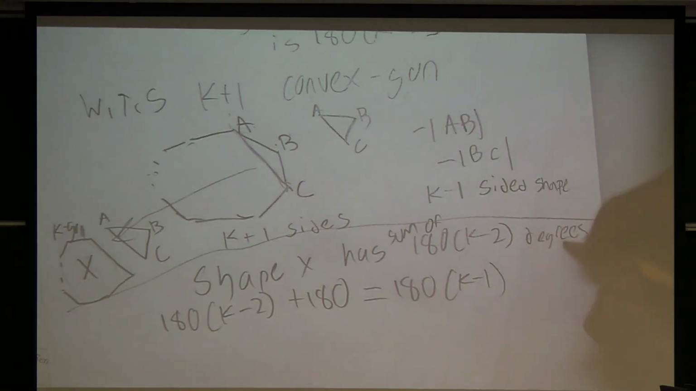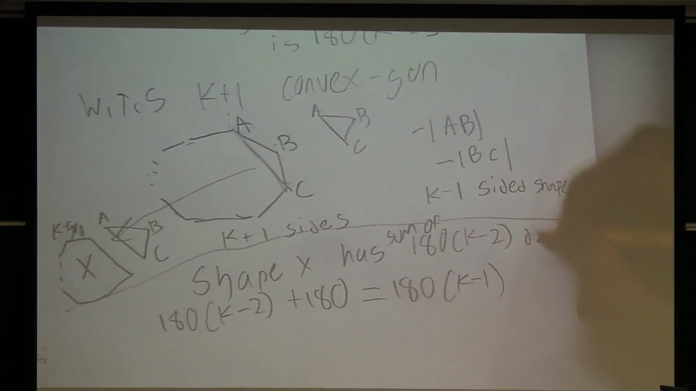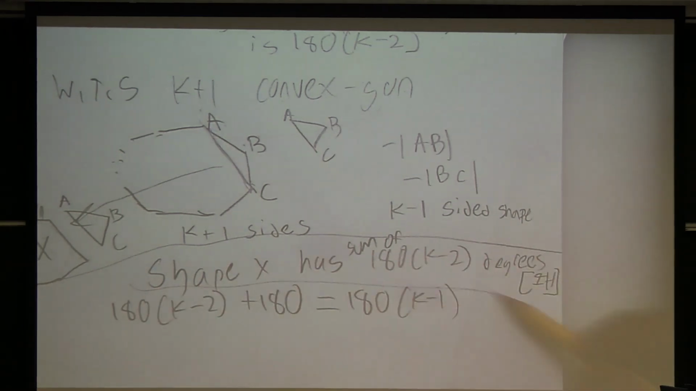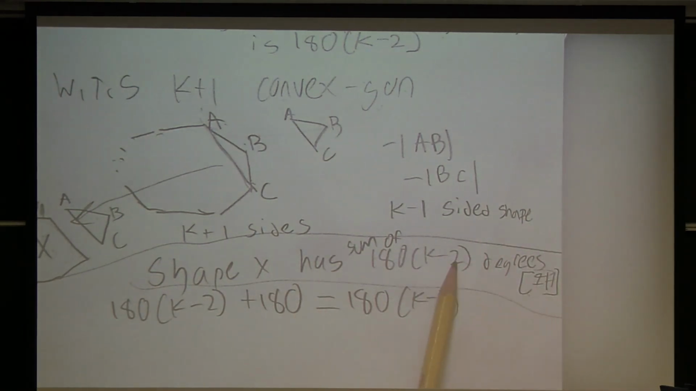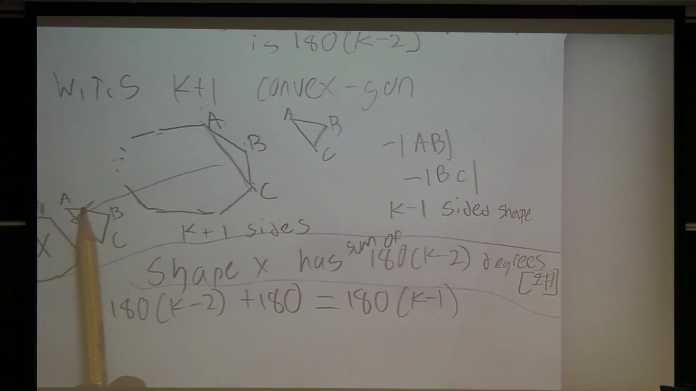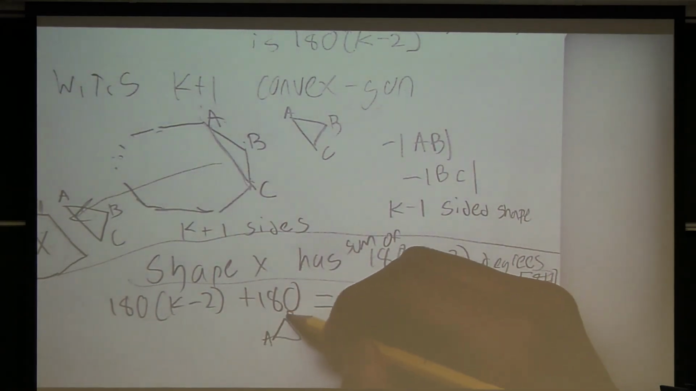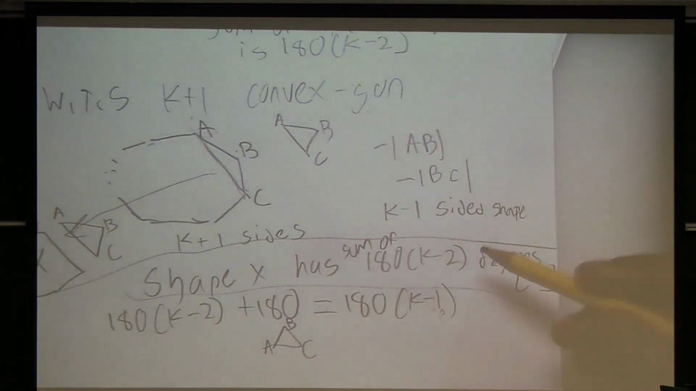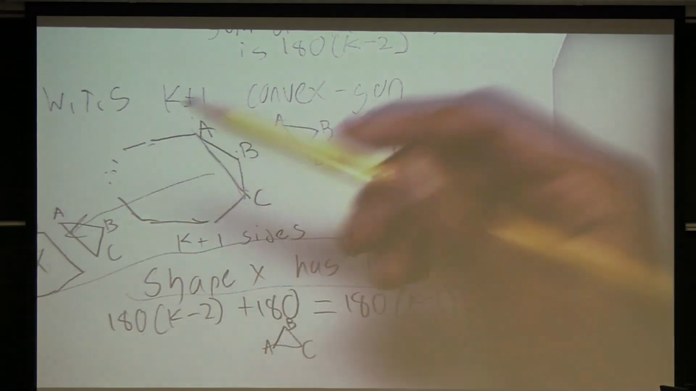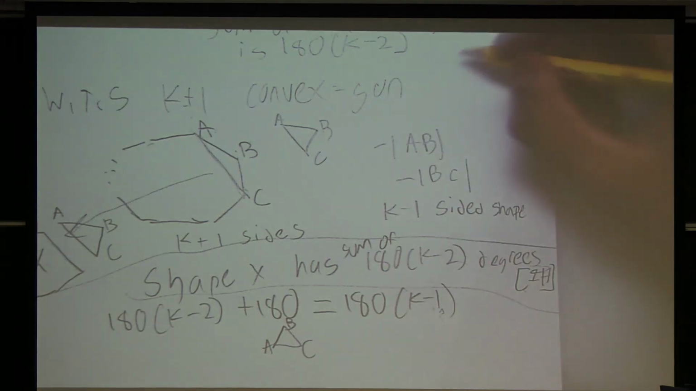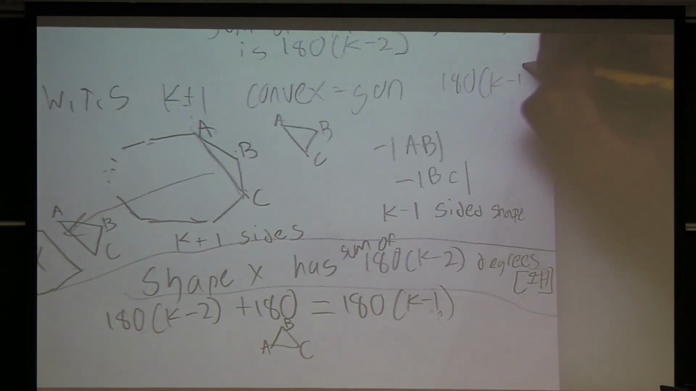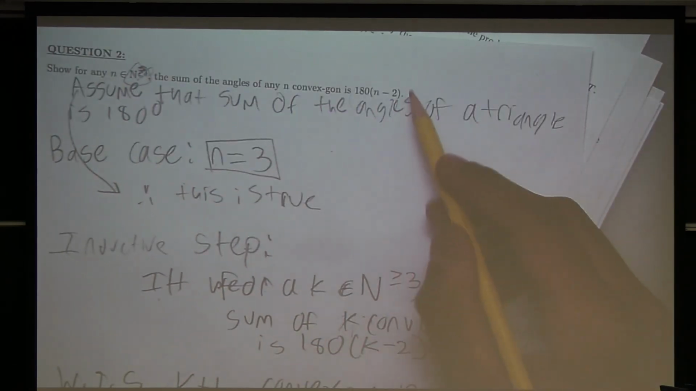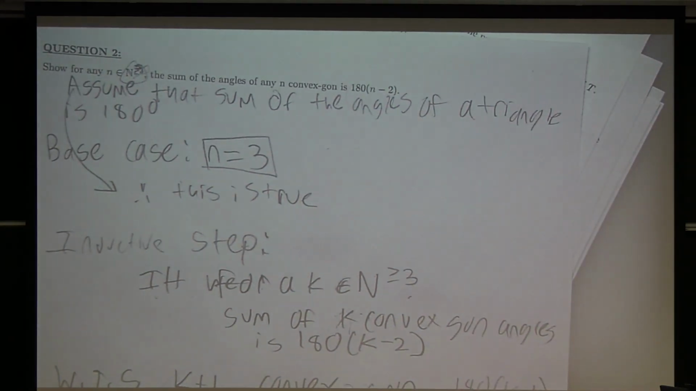And just a note, I didn't state this in this proof, but you should write down when you use the induction hypothesis for the exam. So I use the induction hypothesis here. So when I added back the triangle ABC here, I get 180 times k minus 1. And that's exactly what we wanted to show, because if we put a k plus 1 convex gon into this formula, we get 180 times k minus 1. So when we apply it back in this formula, it would be 180 times k minus 1.